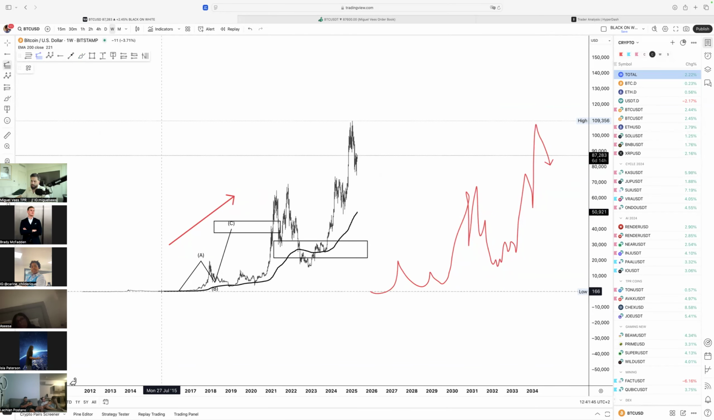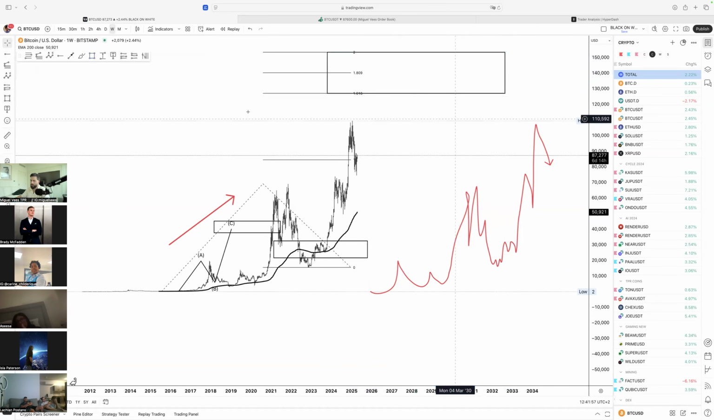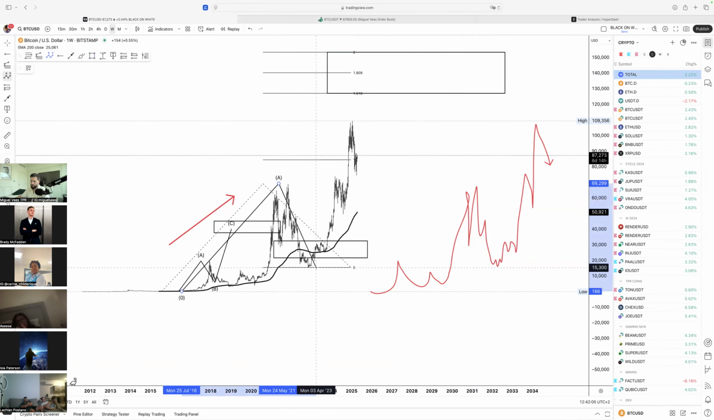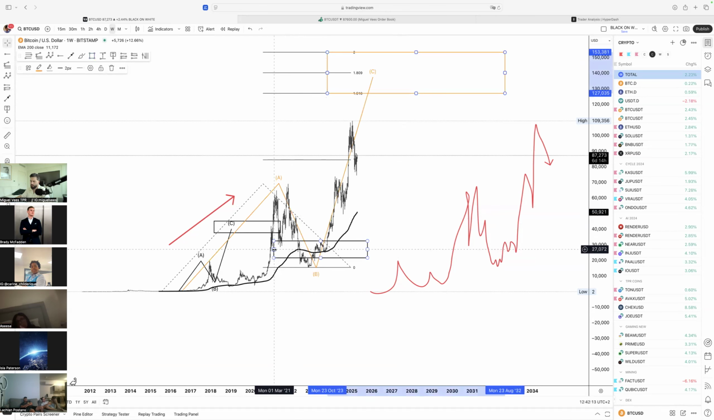FIB extension makes no sense, right? Because why? This is the highest point before we had a major correction. Okay, so from here, I'm gonna put C target. We put the sequence 1, 2, 3, and then we're gonna change the color to, let's say, orange, just so we always have different colors so we don't get confused, right? Very important.